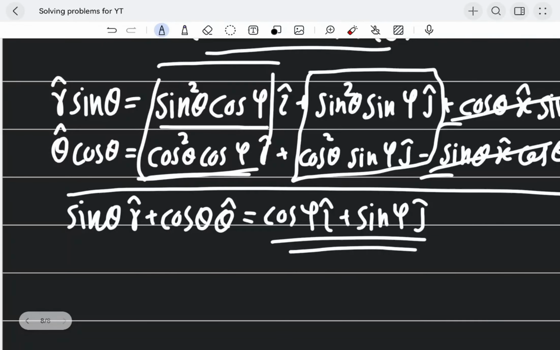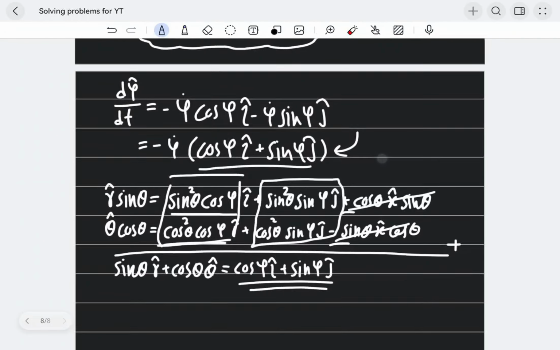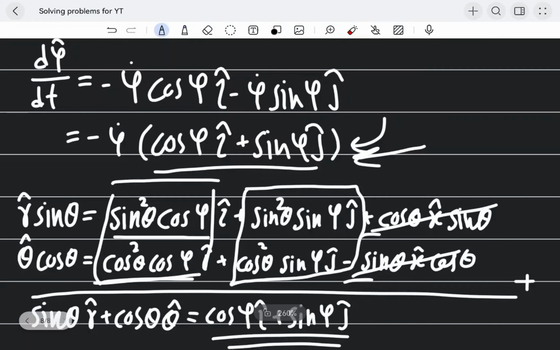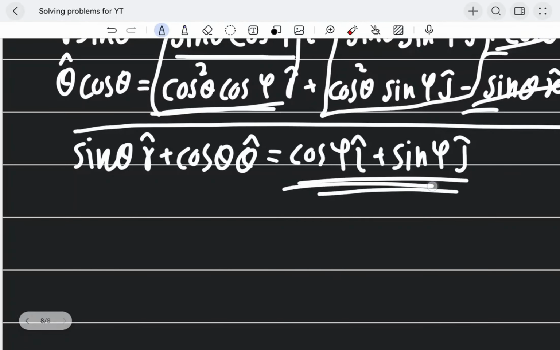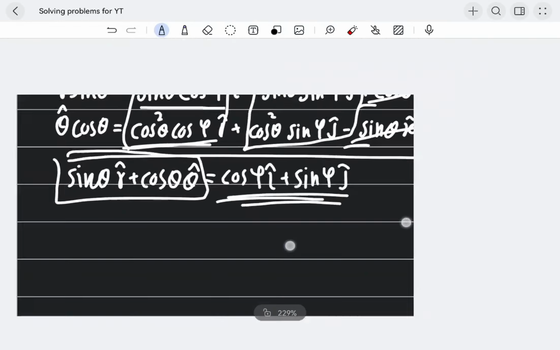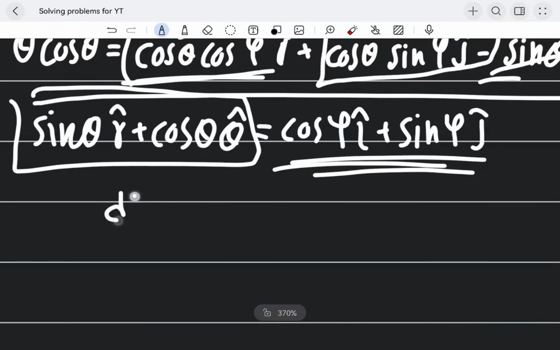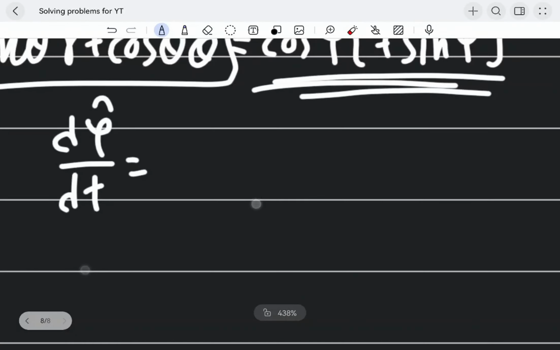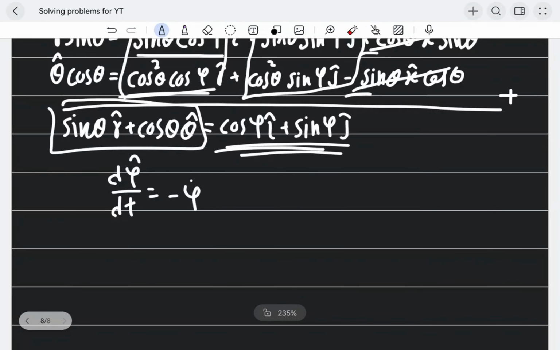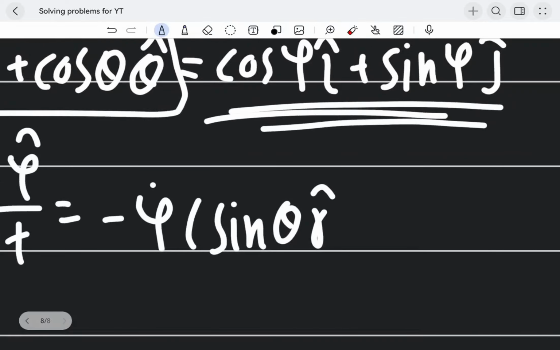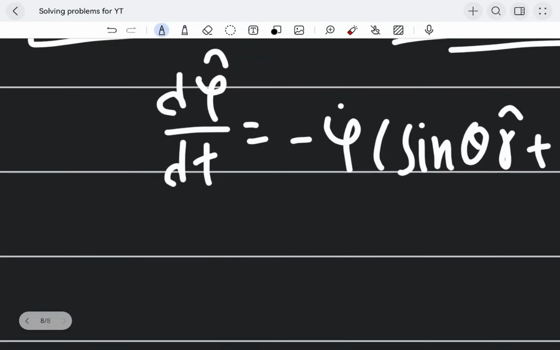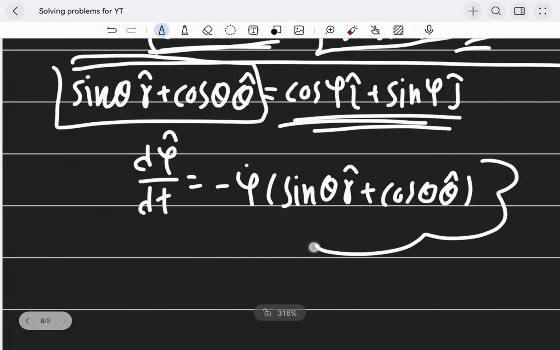This thing here is that big. So we can take this and substitute it in our equation. So d phi hat by dt equals minus phi dot times sine theta r hat plus cosine theta theta hat. And this is our solution.